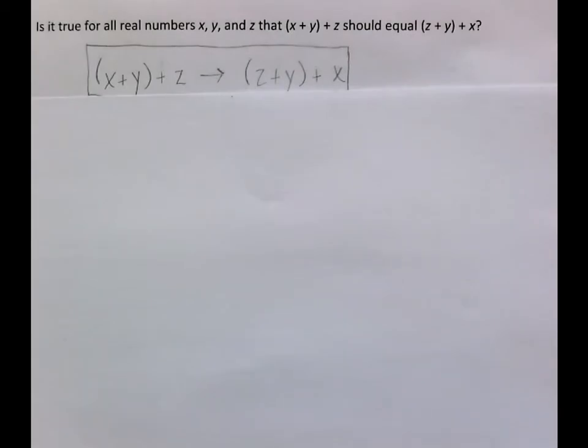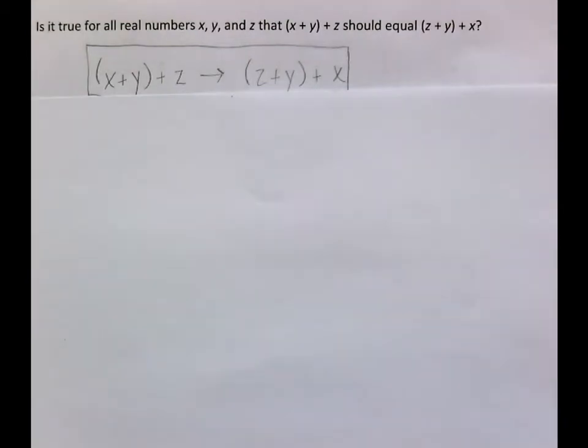In this problem, students are asked to verify that the quantity x plus y plus z is equal to the quantity z plus y plus x. While most students will assert that the expressions are equivalent, the use of the associative and commutative properties of addition are needed to verify this.